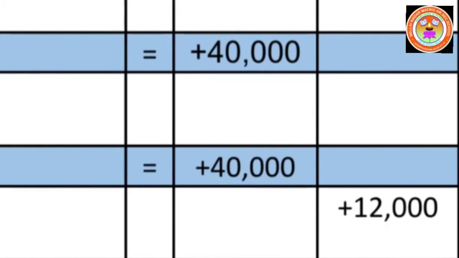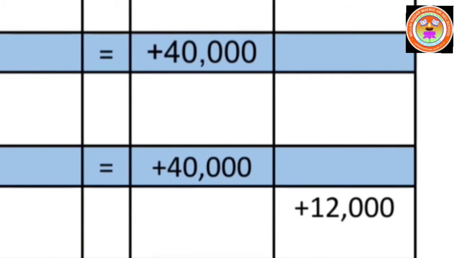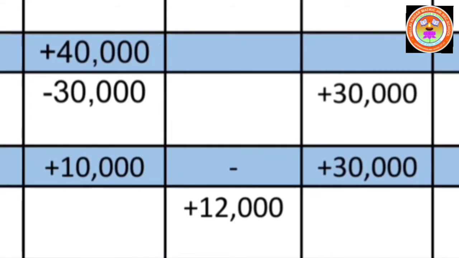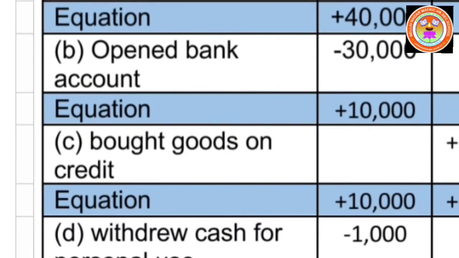See, in your first equation, you have plus 40,000 in the capital column. After that no adjustments. So bring down the same 40,000 in this equation row also. Then no information is available for creditors. Do you understand? Likewise you have to do the equation row.